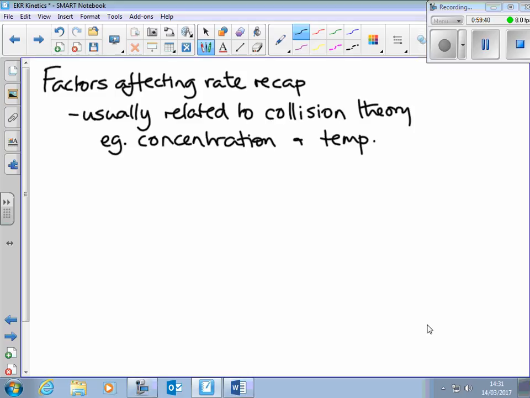Now, what is collision theory then? Well, this is the bit that you've got from Uncle Jim. Collision theory. I suddenly couldn't spell it. Collision theory itself.